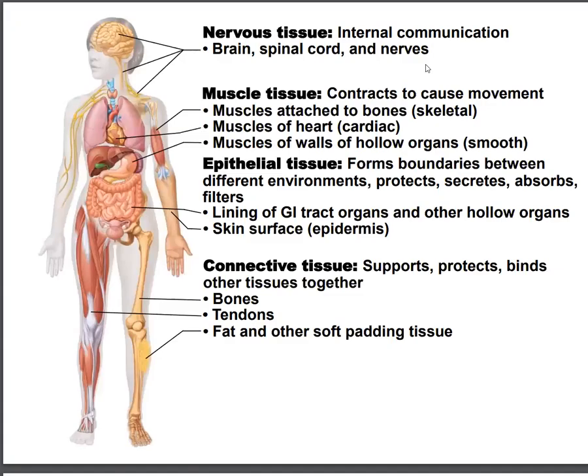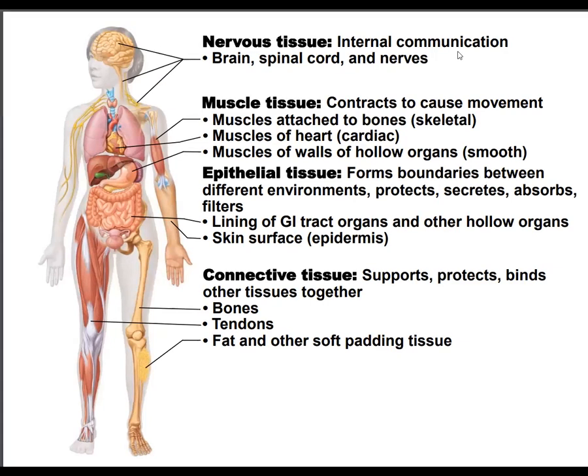There are 4 big tissue groups. The first big tissue group here is nervous tissue. Nervous tissue is responsible for internal communication. It's going to be found in the brain, the spinal cord, and the nerves. Then you have muscle tissue. Muscle tissue is responsible for doing contractions that will cause movement.